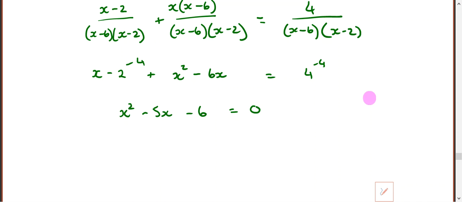With us? You were there at that point, no? And then obviously to solve a quadratic, we factorise. In this case, we get x plus 1, x minus 5.